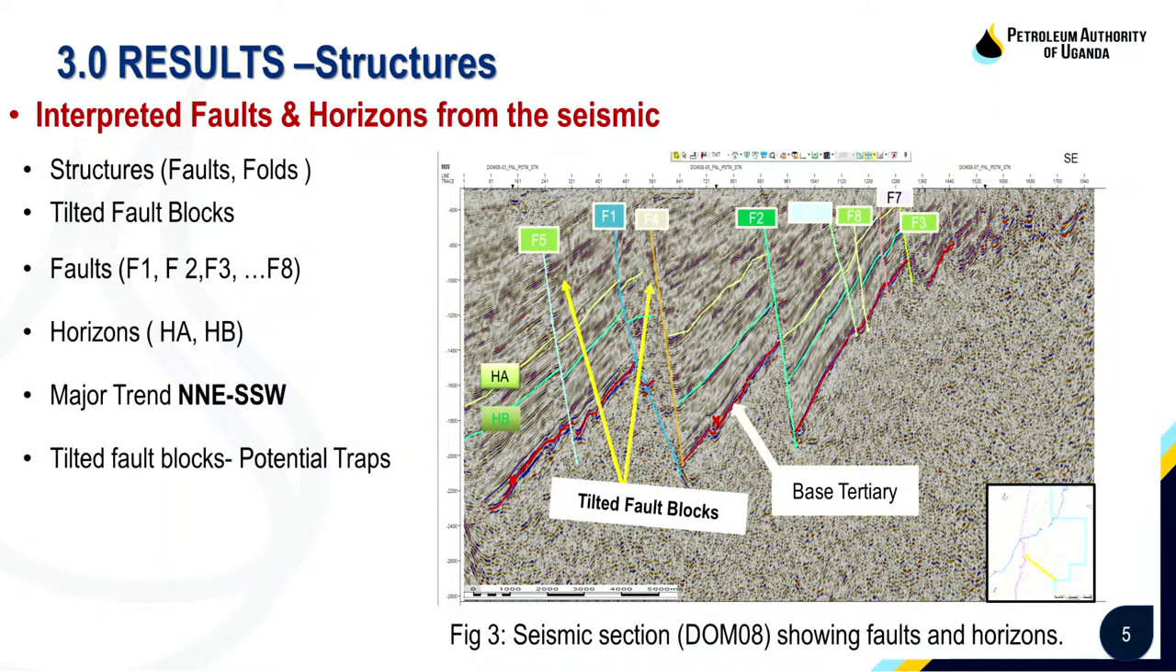On the right is one of the seismic sections from our data, and we are seeing a number of faults which act as migration pathways for hydrocarbons into our reservoir. And we see these tilted blocks, these are potential fault traps in our basin, as we shall see ahead.